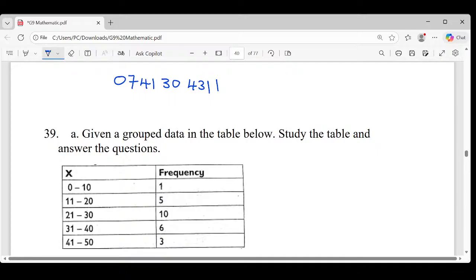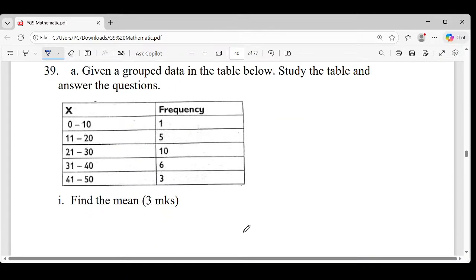So today we are going to look at a grade 9 mathematics question under statistics 1, which is also examinable in form 2 mathematics. So learners, let's dive deep into the question.